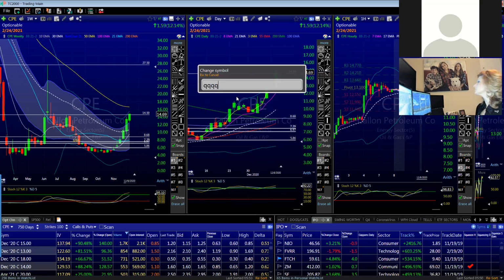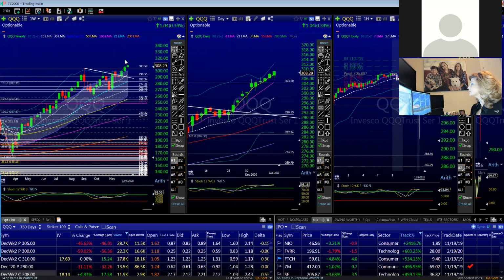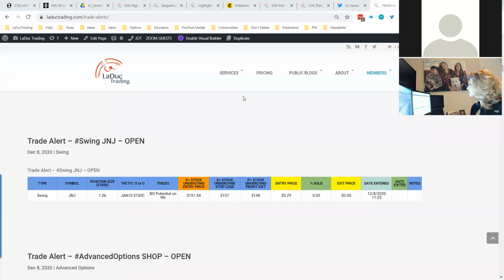In other words, if we do get a sudden swoon, I want to make sure that I have some protection here in the Qs, especially after 1, 2, 3, 4, 5, 6, 7, 8, 9, 10 days of green from this breakout. Makes sense? So that's how that works.